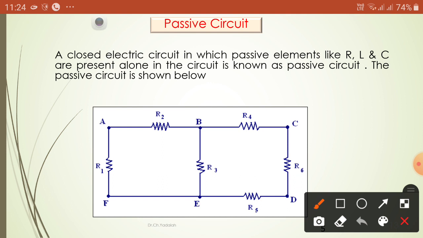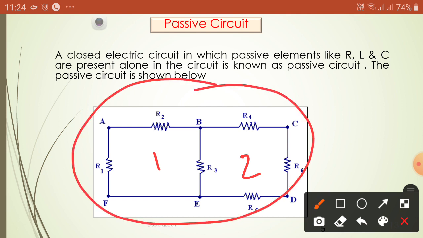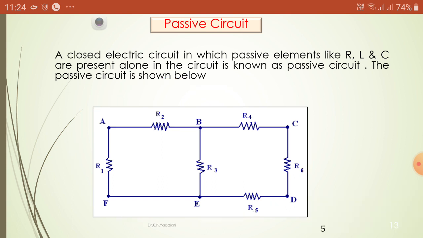The circuit is connected in two loops. This is one loop and this is a second loop. This type of network is known as a passive network. So this is an example of a passive network. The passive network consists of only passive elements, no active elements, whereas the active circuit consists of both active and passive elements.